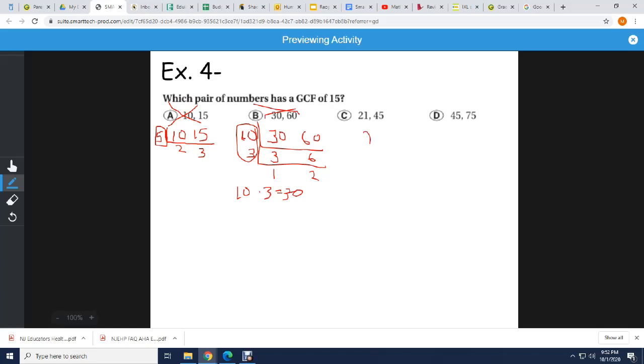Now I go to 21 and 45. Now that's a little bit, this is a tough one at first here. Let's take it. But we see that 21 and 45 is 3. 7 and 15. Nothing else goes into that, so 3 is not it. So hopefully it's D here. Let's do D. 45 and 75. I'm going to, first thing, they both end in 5, so I see a 5 here, which means I have, let's see, 9. And over here I have 15.